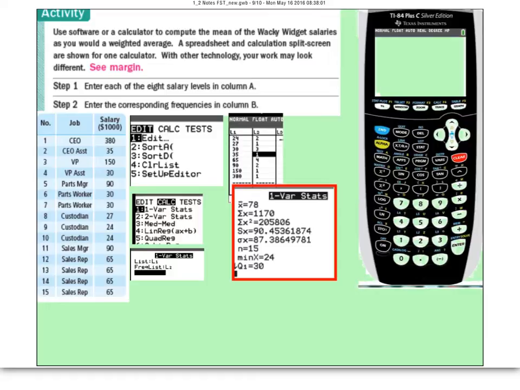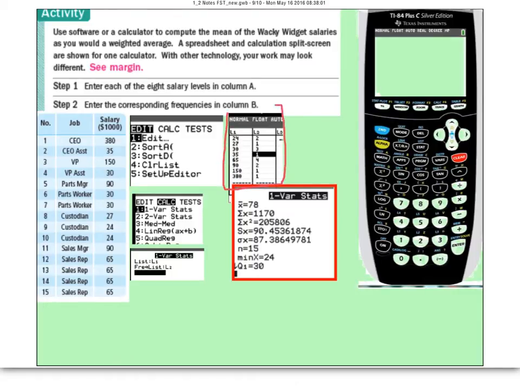Now I do want you to be able to know how to compute the mean again using the calculator, but I'm going to show you how you would do it if you had to make a frequency table. So let's just go back to the wacky widgets and I'll show you what I did. This data here is just a table of data. If I make a frequency table of that, you're going to see it right here.